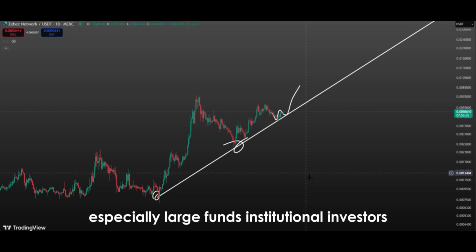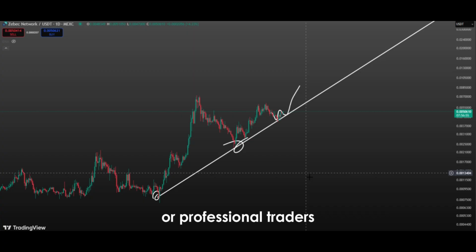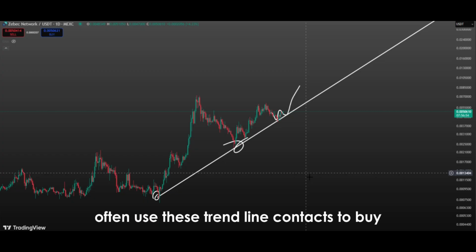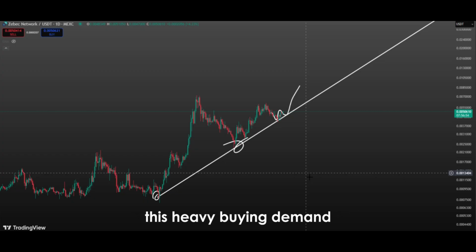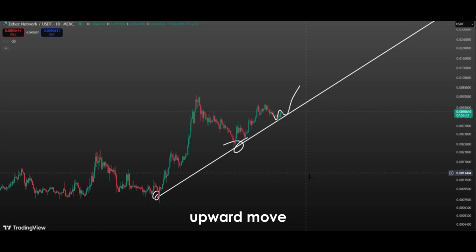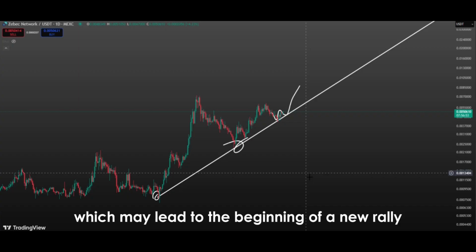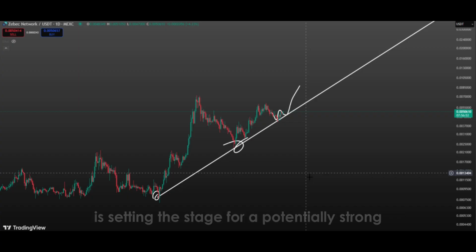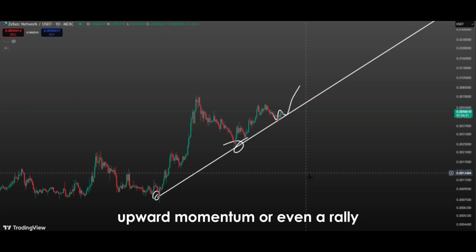Especially large funds, institutional investors, or professional traders often use these trendline contacts to buy. This heavy buying demand can quickly cause the price to make a strong upward move, which may lead to the beginning of a new rally. So the current situation is setting the stage for a potentially strong upward momentum or even a rally.